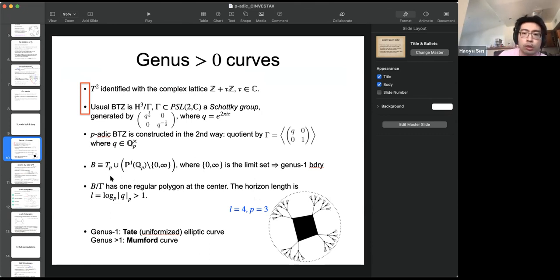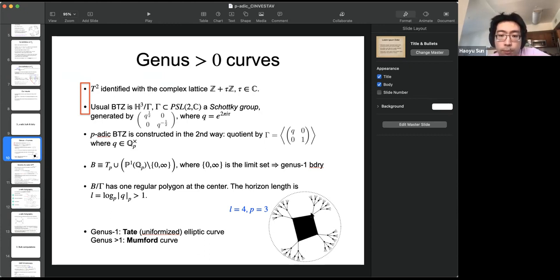And one can quotient the total space by the Schottky group. Then the resulting graph, which is no longer a tree, has one regular polygon at the center. So it is identified with the BTZ black hole. So it is done in the 2016 paper by the Caltech group.